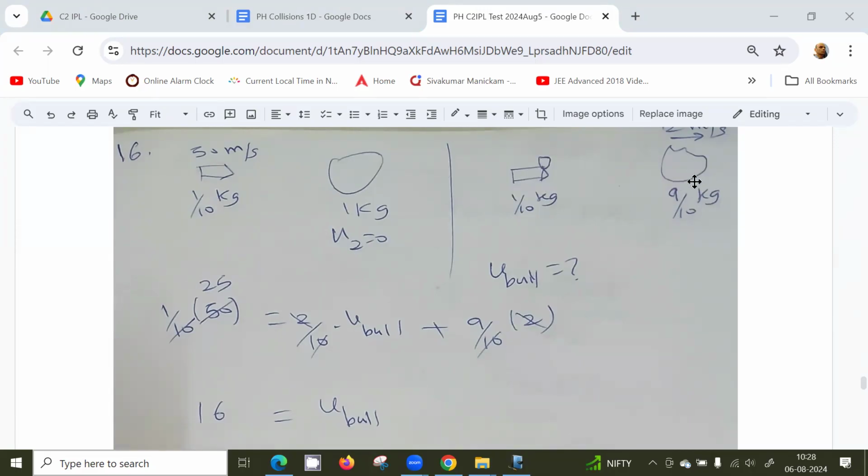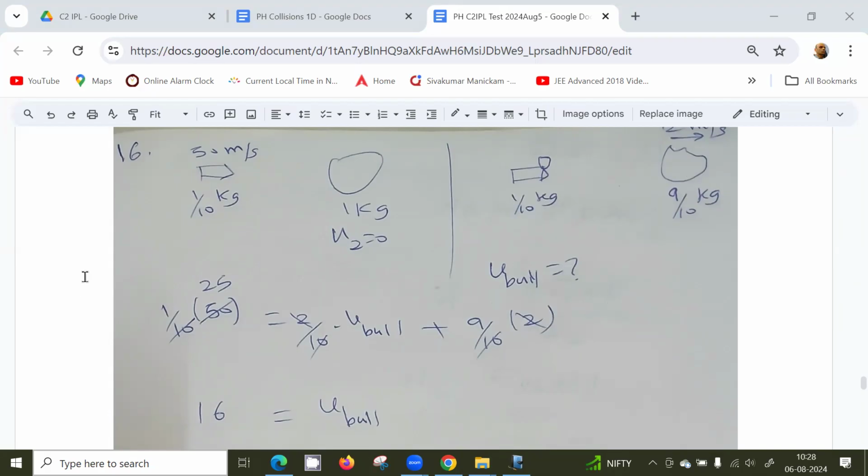So the remaining ball will be 9 by 10 kg, because initially it's 1 kg and 1 by 10 has got stuck here. So the remaining 9 by 10 will move with some speed. And the remaining ball is found to move at 2 meters per second, in the direction of the bullet, so it's moving towards the right. So the velocity of the bullet after collision, that we have to find out.